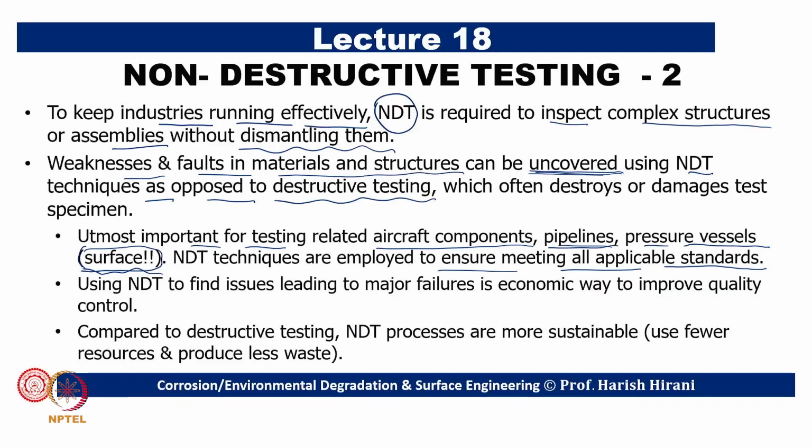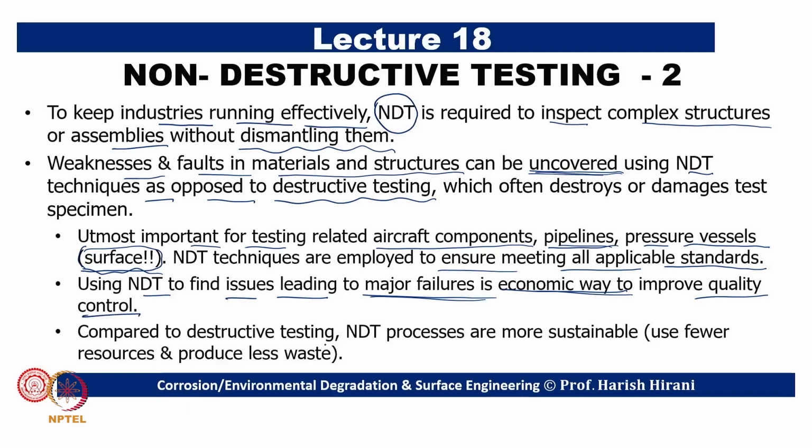Another thing we see is that as we try to detect failure well in advance, it is an economic way. In fact, it makes us realize that if we have done something wrong, or some cracks have been left, or some manufacturing process is not sufficient to build the equipment or system, those can be detected by NDT, and then we can improve the quality. So, using NDT to find issues leading to major failure is an economic way to improve quality control. This is very important for us.